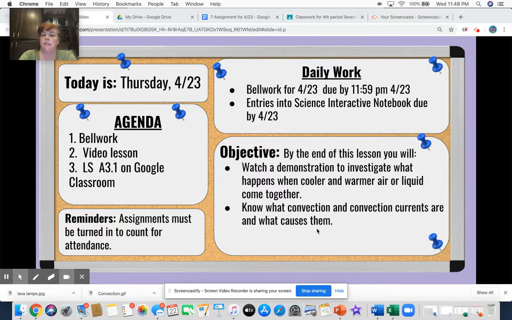By the end of this lesson, you will have watched a demonstration to investigate what happens when cooler and warmer air or liquid come together, and know what convection and convection currents are and what cause them.